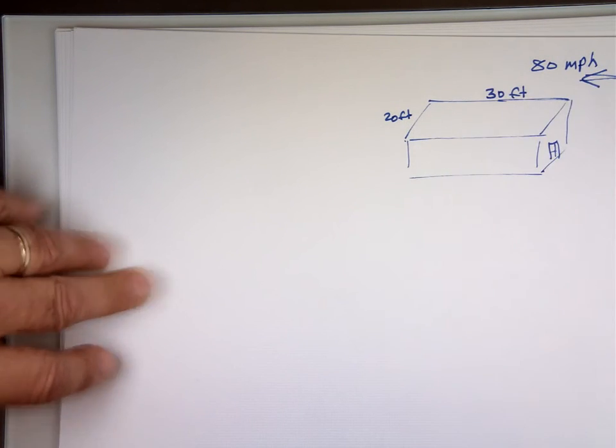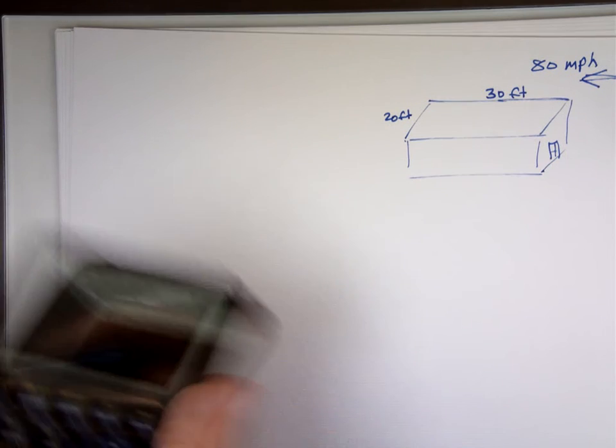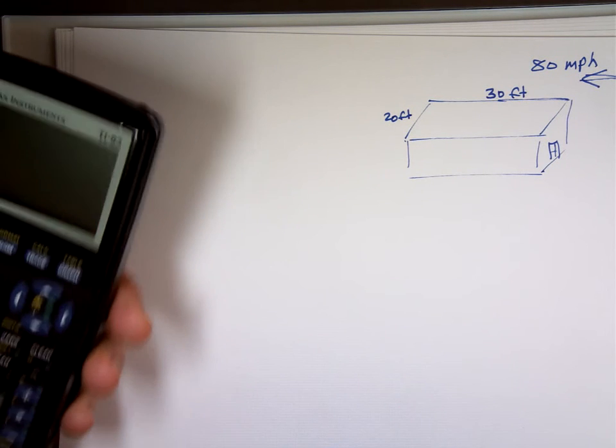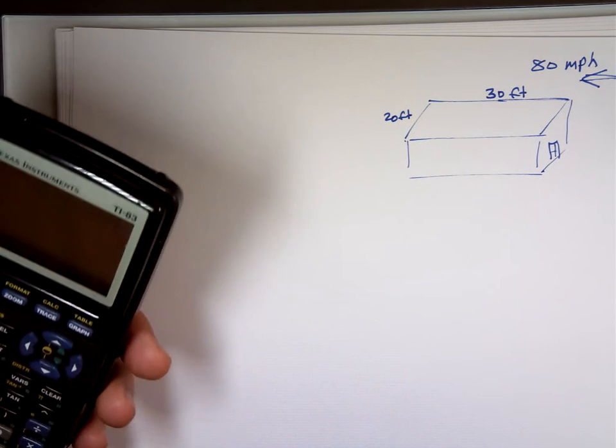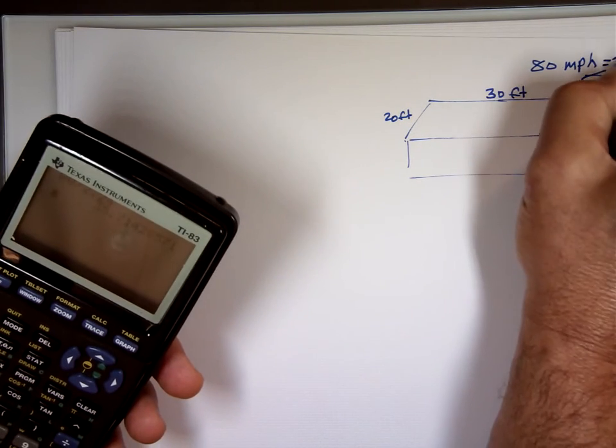Well, 80 miles per hour is how many meters per second? 80 divided by 2.24? 35.7 meters per second.